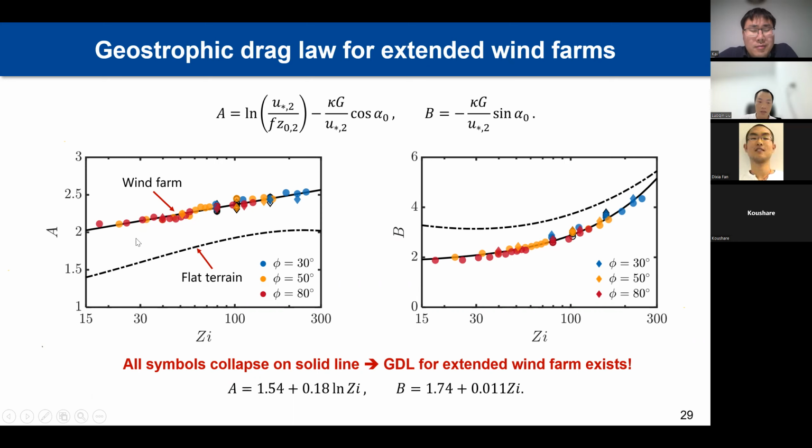That means that the values of A and B for the wind farm case are totally different from the flat terrain case. So based on this, we use a numerical fitting method to parameterize the values of A and B, and here are the expressions. It shows clearly that using these equations, we can capture the behavior of A and B very well.